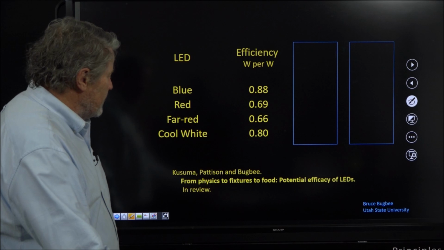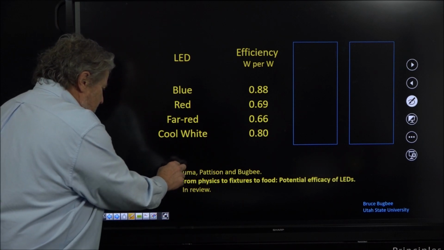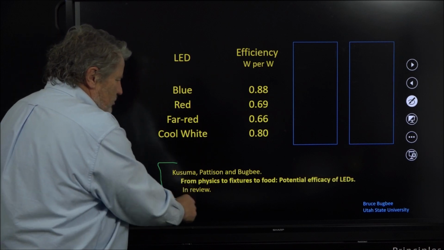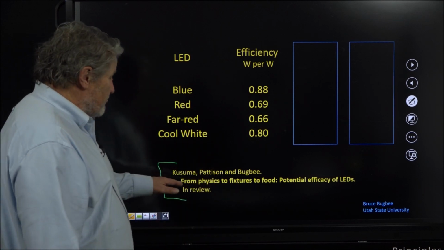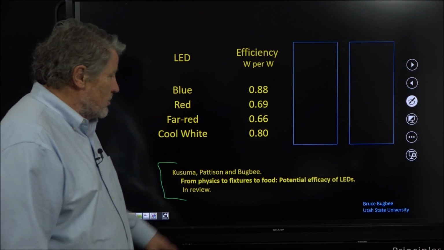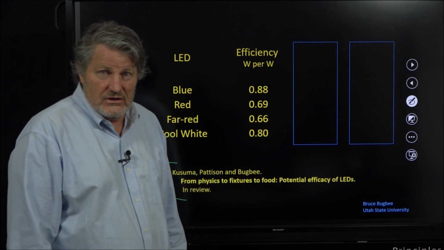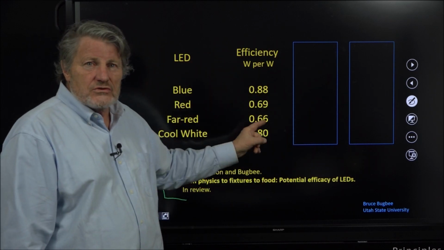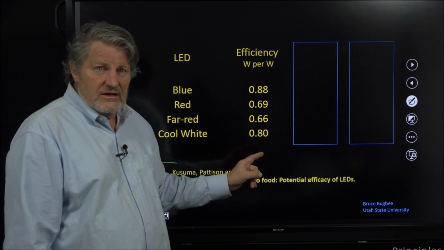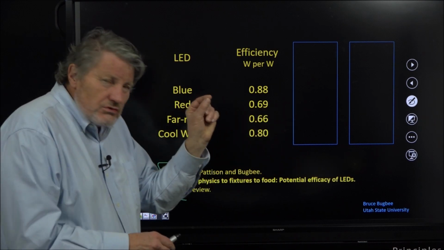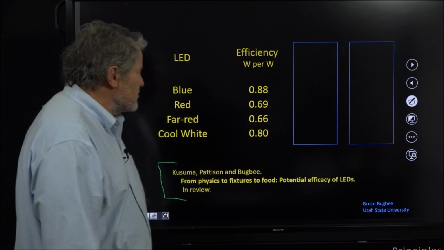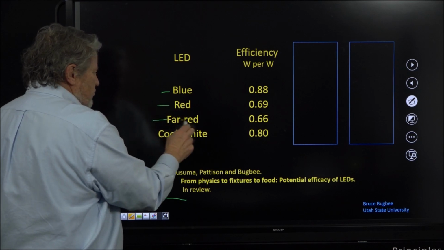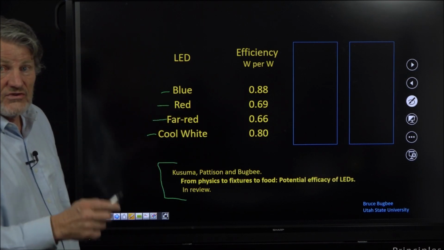So one final slide. This is from a recent paper that is now in review with my colleague Paul Kasuma and Morgan Pattison. It's called From Physics to Fixtures to Food, Potential Efficacy of LEDs. This is peering into the future. These numbers come from the chip manufacturers of LEDs, not the ones that make the fixtures, just the ones that make the chip. How good can they get those chips? Here's the colors we use. We use blues, we use reds, we use far reds, and we use whites. And cool white is the most efficient of the whites.